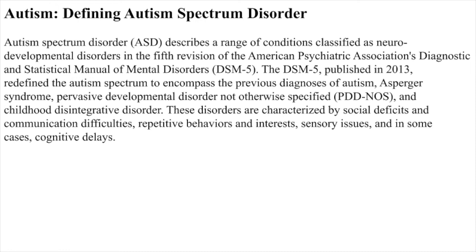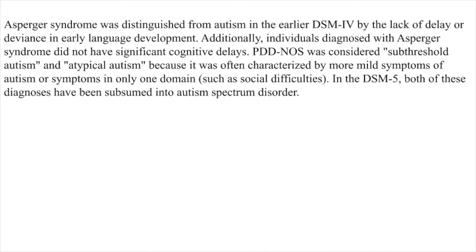These disorders are characterized by social deficits and communication difficulties, repetitive behaviors and interests, sensory issues, and in some cases, cognitive delays. Asperger syndrome was distinguished from autism in the earlier DSM-4 by the lack of delay or deviance in early language development. Additionally, individuals diagnosed with Asperger syndrome did not have significant cognitive delays. PDD-NOS was considered subthreshold autism and atypical autism because it was often characterized by more mild symptoms of autism or symptoms in only one domain, such as social difficulties. In the DSM-5, both of these diagnoses have been subsumed into autism spectrum disorder.